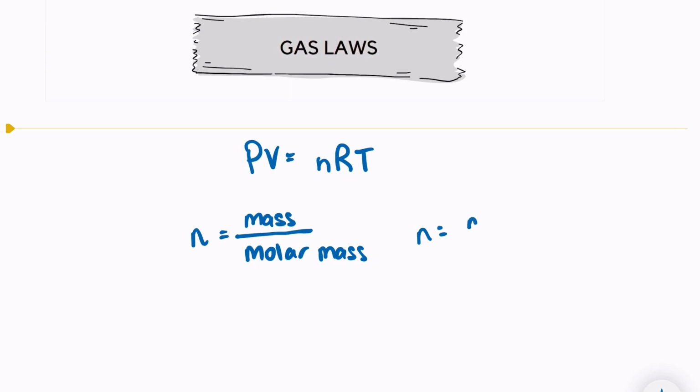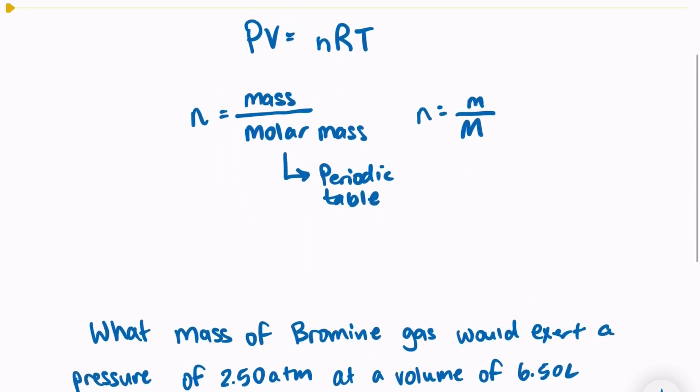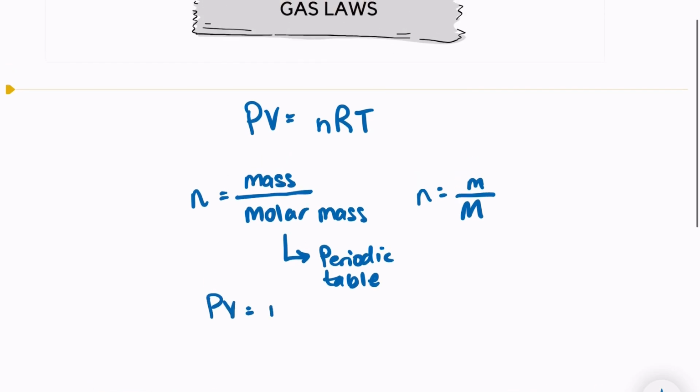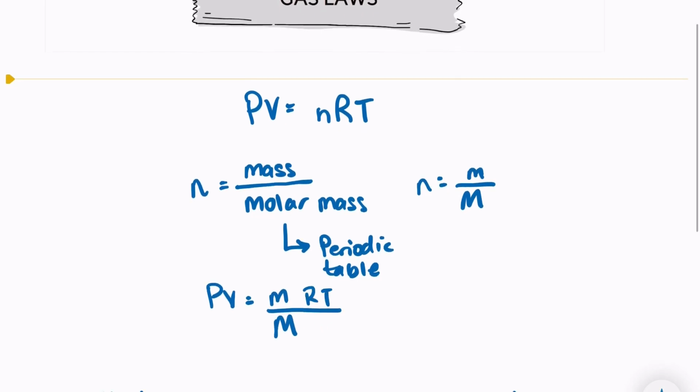n equals m, lowercase m, that represents mass, over an uppercase M that represents the molar mass of an element. And remember, molar mass we find on the periodic table. And if it's the mass of a compound or a molecule, you need to add all of the elements together that are in that compound or molecule. So we can put this into our formula. We have PV equals m over M, and then RT.